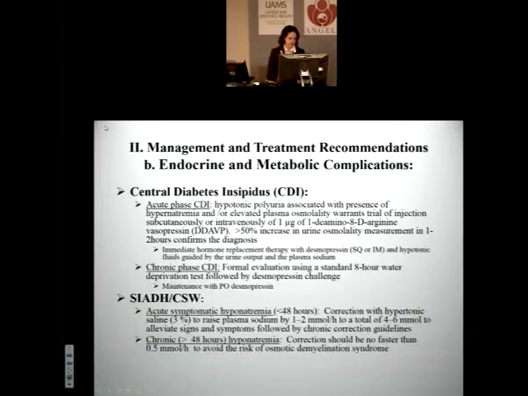SIADH and cerebral salt wasting within the acute symptomatic hyponatremia, less than 48 hours. Correction with hypertonic saline 3% to raise the plasma sodium, no more than 10 milliequivalents per day. Should be followed by chronic correction guidelines. Chronic correction, greater than 48 hours. Correction should be no faster than 0.5 millimole per hour to avoid the risk of osmotic demyelination.